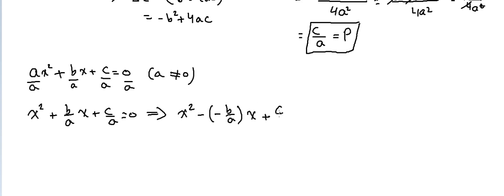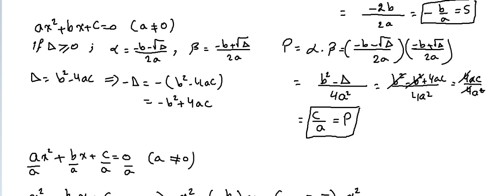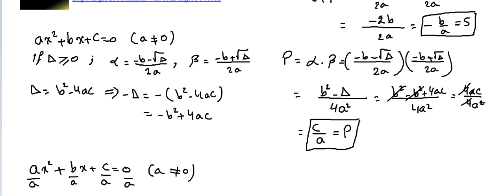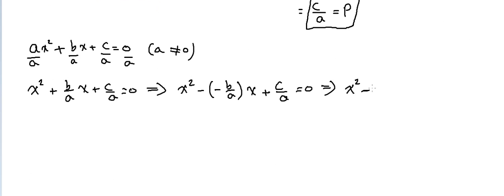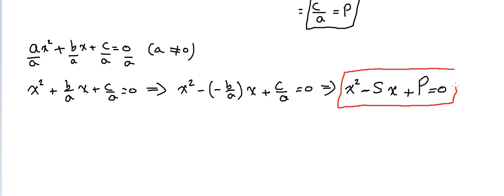Why am I doing that? To show you how to write the quadratic equation in the form of sum and the product. X squared minus the other, minus b over a. This minus b over a is the sum. We found that the sum is always equal to minus b over a, right? So it's minus sum times x plus, what is c over a? C over a is this one here, which is the product, equal to 0. This is the quadratic equation written in terms of sum and product.